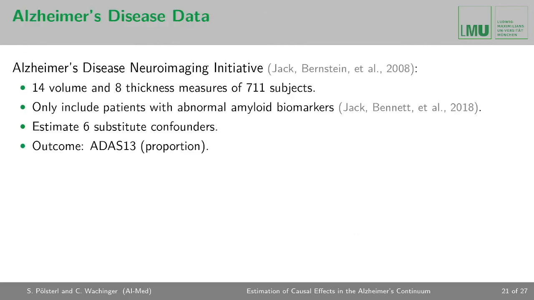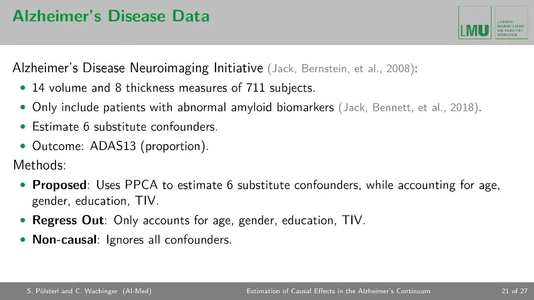Moving on to real data from the Alzheimer's Disease Neuroimaging Initiative. We used 14 volume and 8 thickness measures of 711 subjects. We restricted ourselves to patients that are amyloid positive to specifically focus on dementia due to Alzheimer's. We estimated 6 substitute confounders using our PPCA model. The competing methods are the same as for the semi-synthetic data, with one notable difference: we do not have ground truth. Therefore, a quantitative evaluation is impossible, and we can only provide qualitative results.